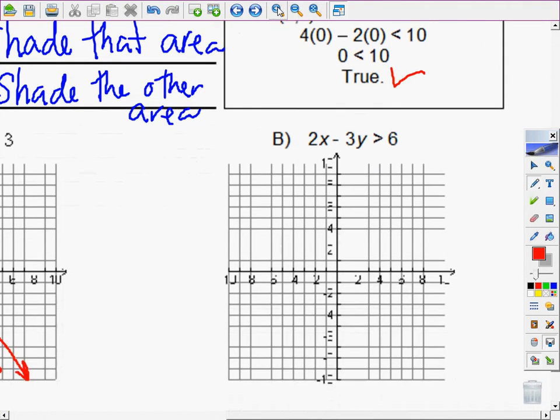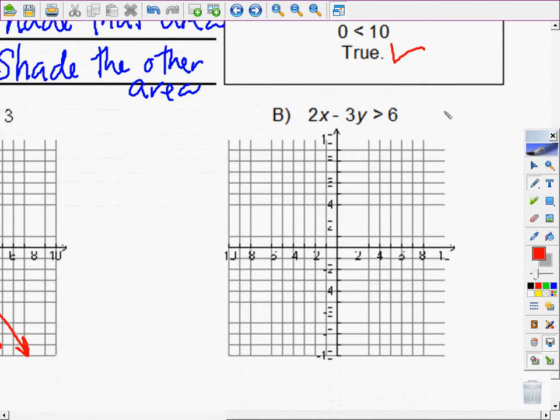Ask me. Step 1, what do we have to do? We have to get y by itself. So step 1 is to get y by itself. You have to divide by 2. No, we've got to subtract both sides. Oh, okay, never mind.